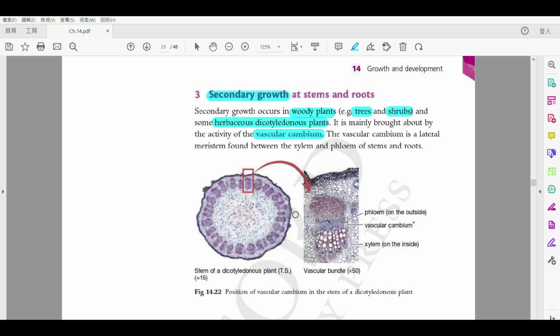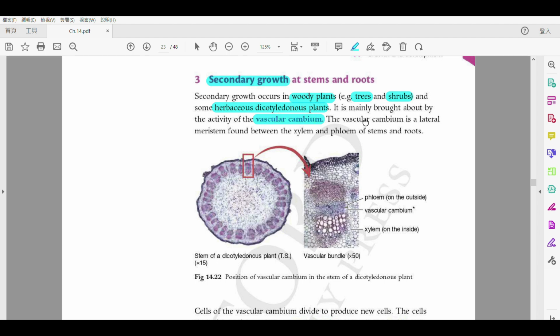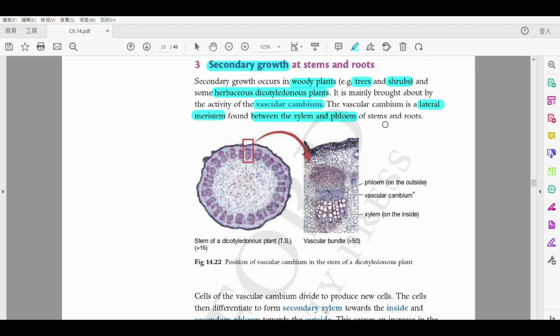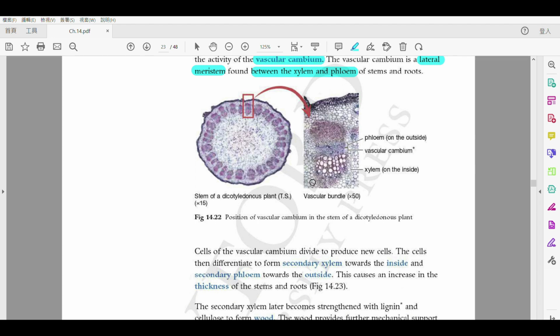All right, so as said, the vascular cambium is a lateral meristem, okay? And where can they be found? They are found between the xylem and phloem. All right, of course, you can also find it in the stems and in the roots. Okay, so this is a very common diagram we use in questions, and I believe you have seen something similar in your exam, all right, in chapter 10. All right, and now we're going to talk more about it.